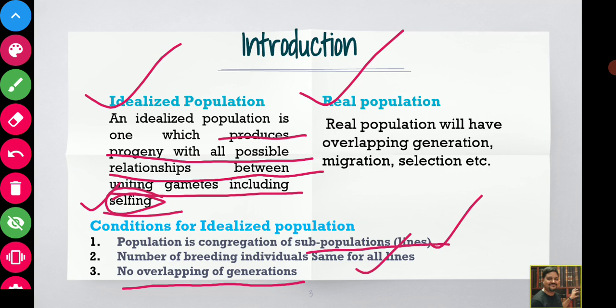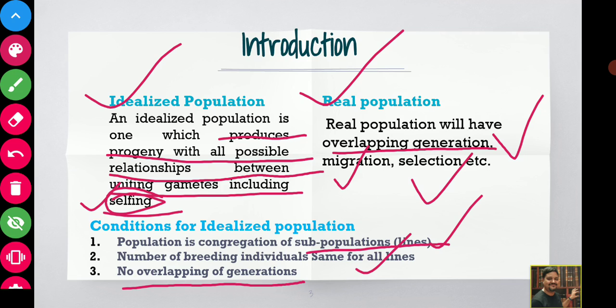Now what about the real population? A real population will have overlapping generations. If you see a population of deer or lion or human or cattle, suppose you are taking a population of cattle in a farm, and in the farm there are 200 or 500 cattle, you will see cattle of every age existing together. Father is there, grandfather is there, grandmother is there, granddaughter is there, daughter is there. At least 3 or 4 generations of animals are kept together. So in a real population there will be overlapping of generations, and there will be migration and selection, etc.